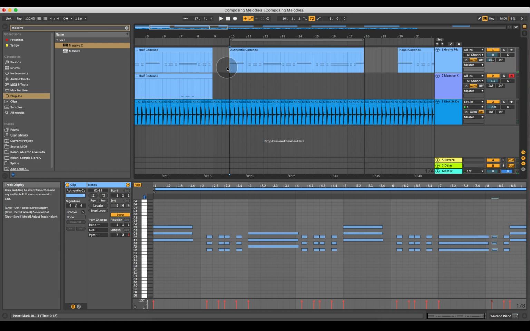There you go. You see how at the very end of the passage, it really felt like it resolved, it went home, and it ended. Of course, the song doesn't have to end there, but it's a very strong feeling of it being the end of the chord progression. Now, the second cadence we're going to talk about is called the half cadence.